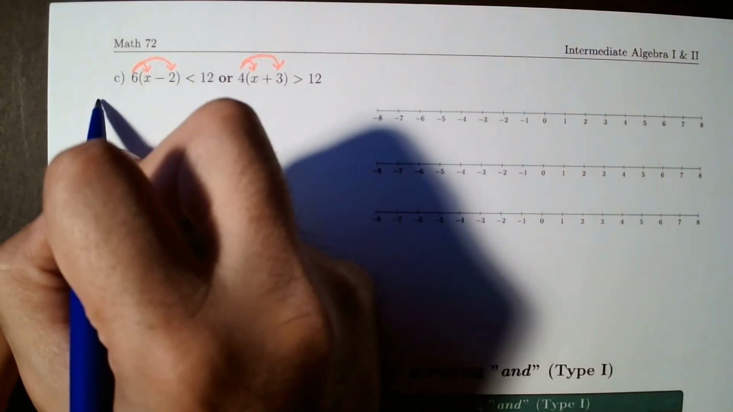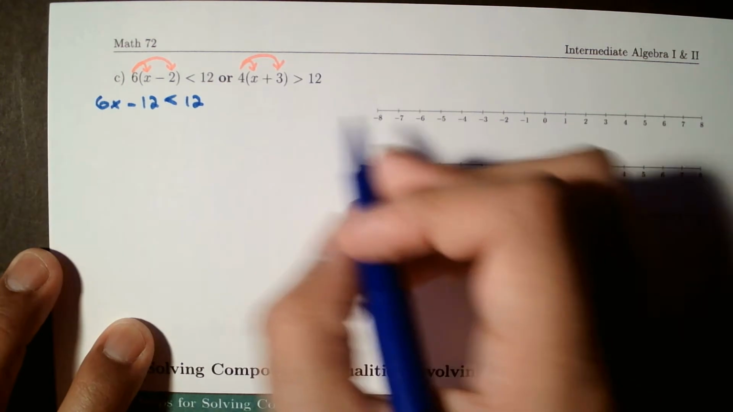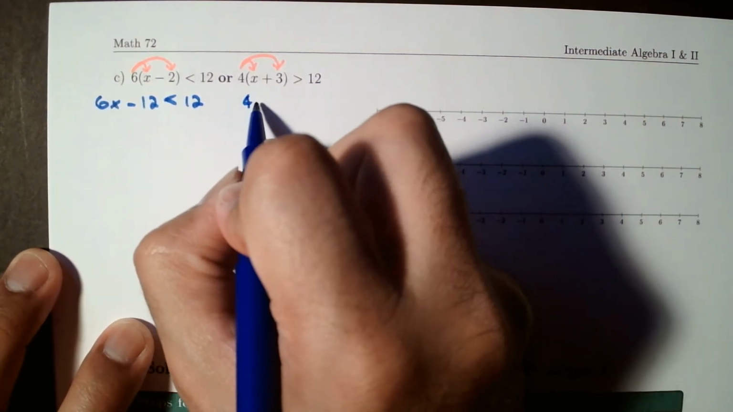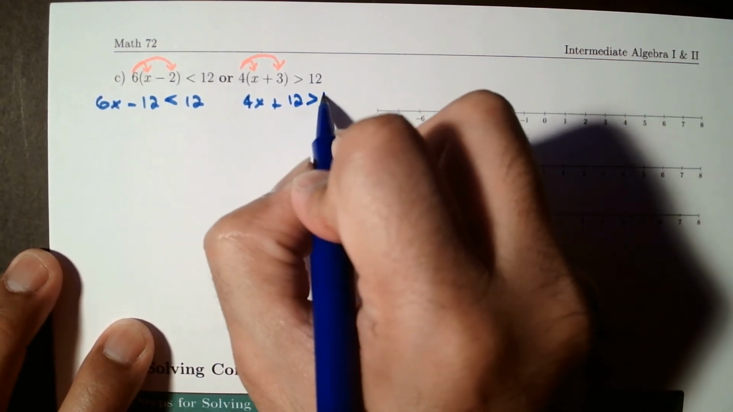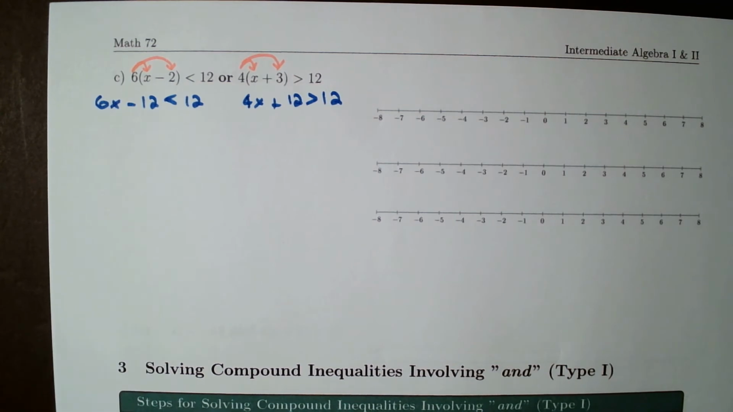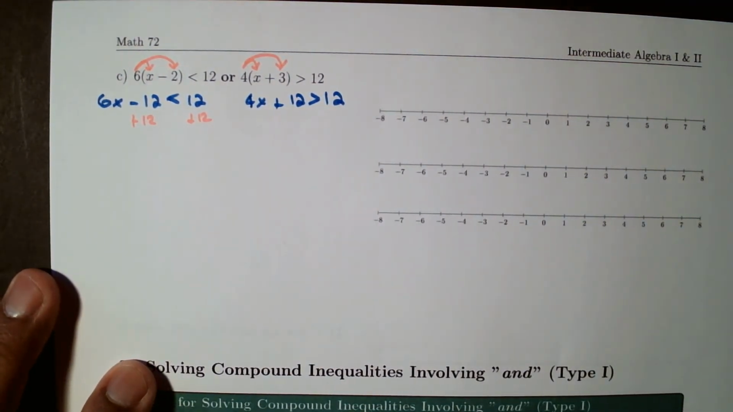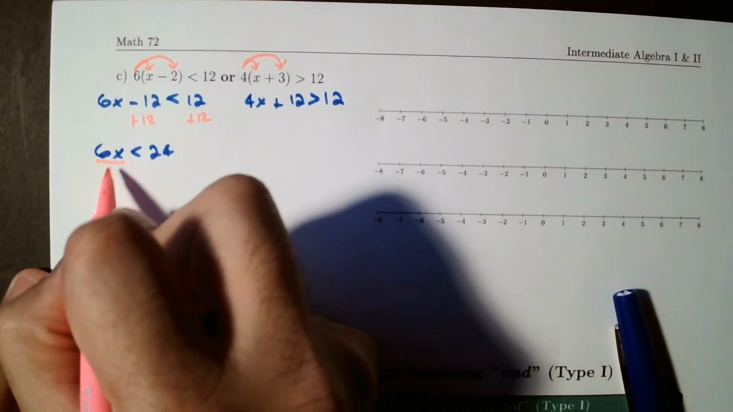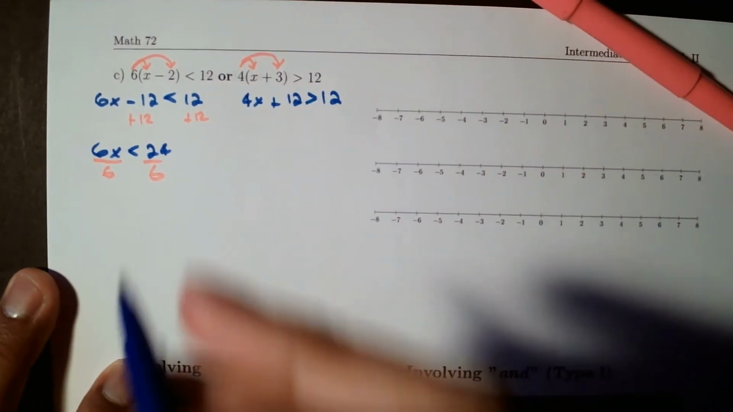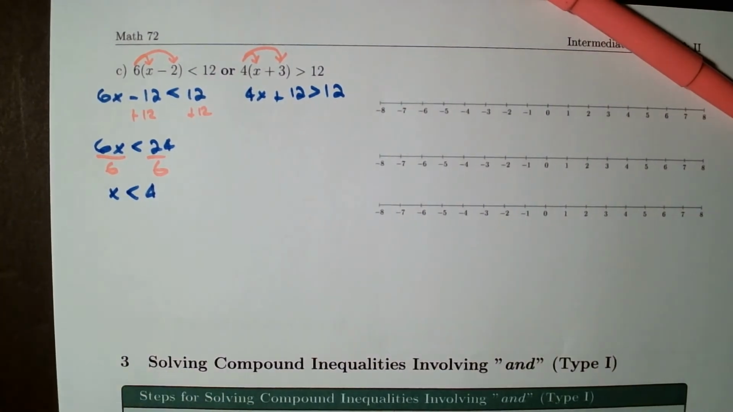So 6 times x gives us 6x, and 6 times -2 is -12, less than 12. And over here, 4x plus 4 times 3, that's 12, greater than 12. Let's solve each of these individually. Let's add 12 to both sides to get 6x less than 24, and then divide both sides by 6 to get x less than 4. So that's our first set.